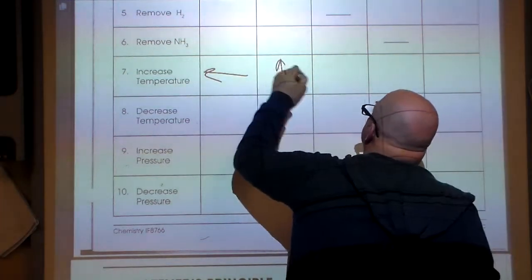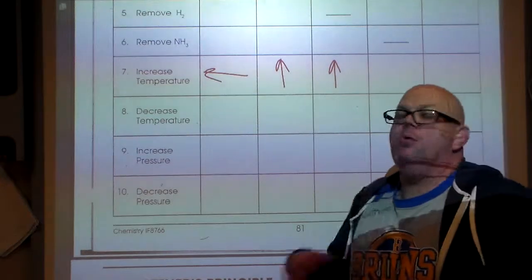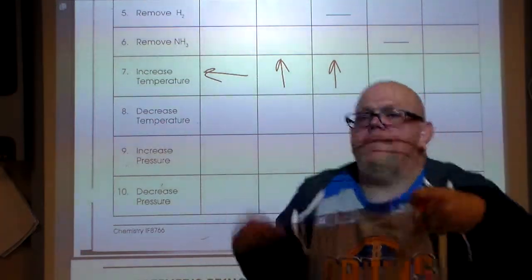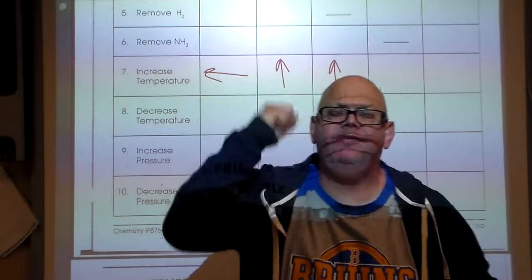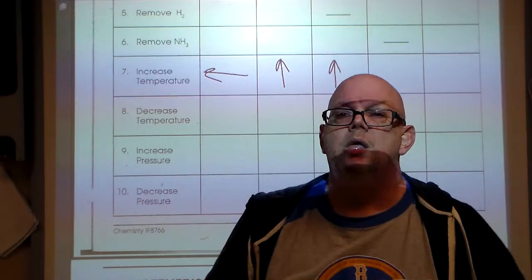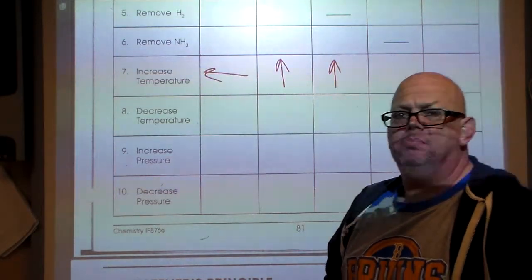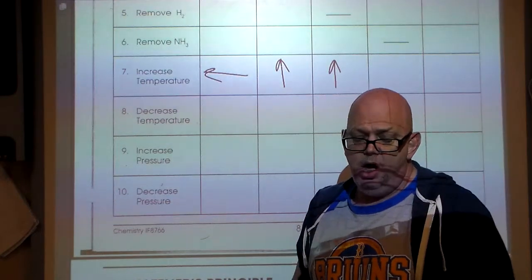Well, the concentrations of our nitrogen and hydrogen are going to go up, because now we're breaking down this ammonia rapidly. Rápido, muévete, ándale, break down that ammonia, and now we've got more nitrogen and more hydrogen. The concentrations of both have gone up. Not exponentially, but they definitely have gone up.